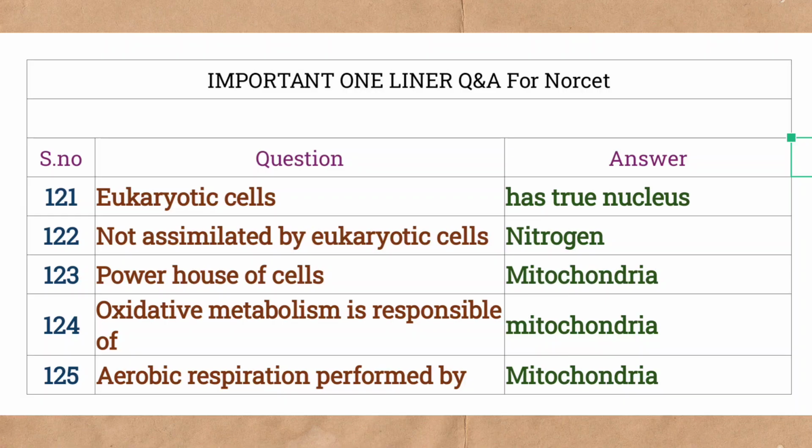122. Not assimilated by eukaryotic cells: nitrogen. 123. Powerhouse of cells: mitochondria. 124. Oxidative metabolism is responsible for: mitochondria. 125. Aerobic respiration is performed by: mitochondria.